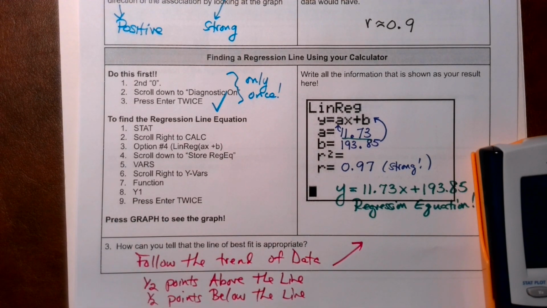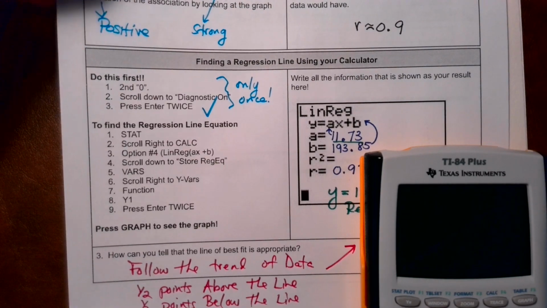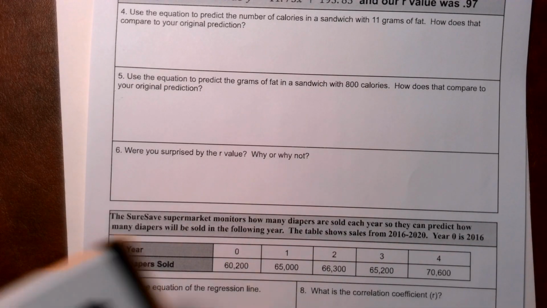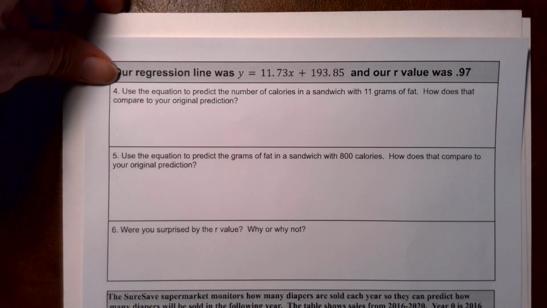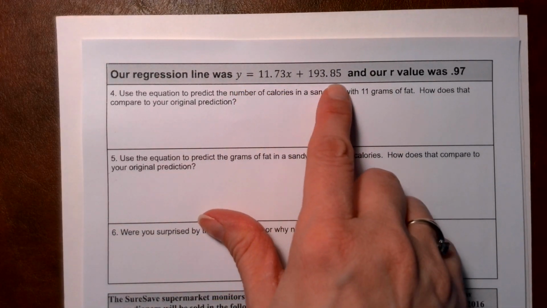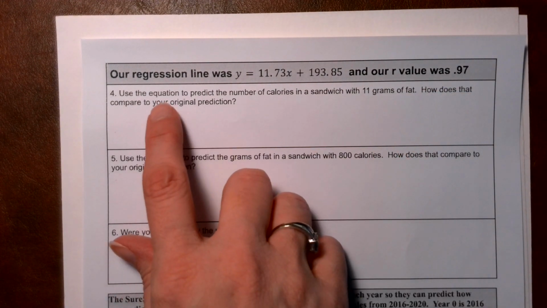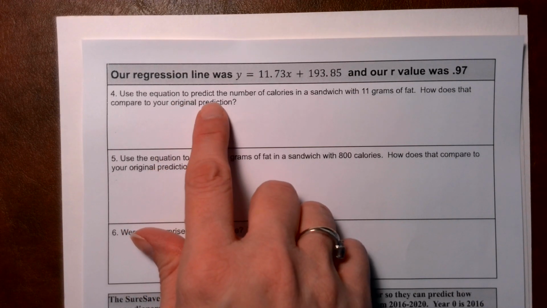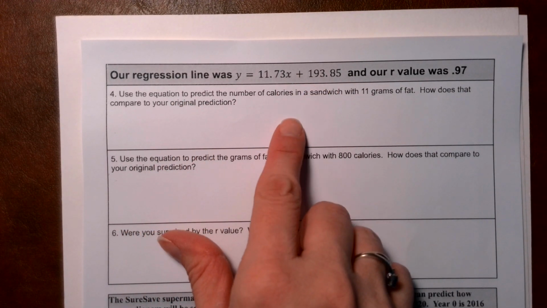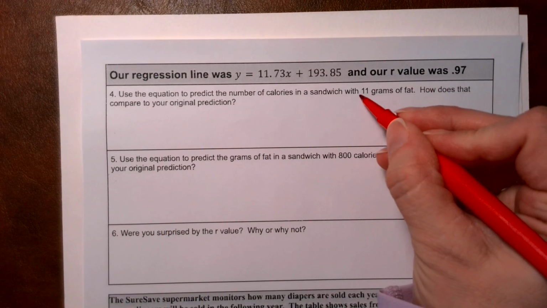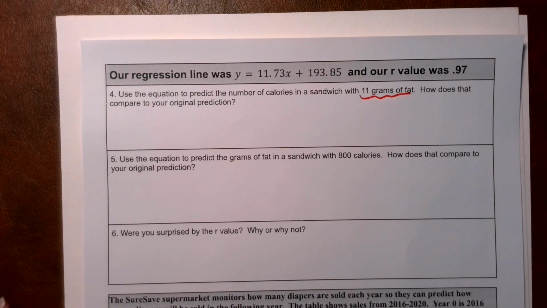Okay, and so that is how you use this calculator to do lots of technology. Let's go ahead and practice with this and talk about this a little bit. Our regression equation that the calculator gave us was this, and the R value was 0.97. Let's use this equation to predict. Now we're going to make better predictions. If the sandwich has 11 grams of fat, how many calories does it have?